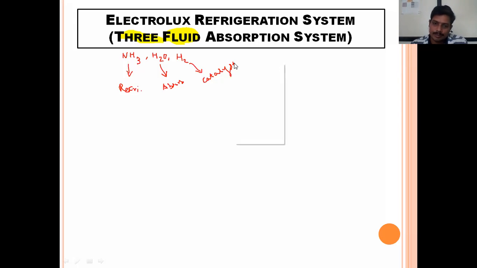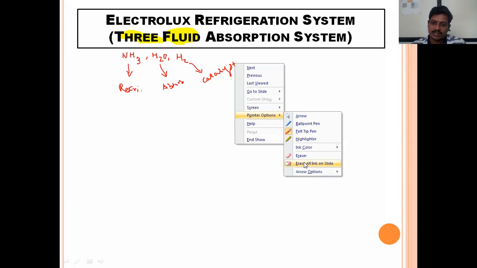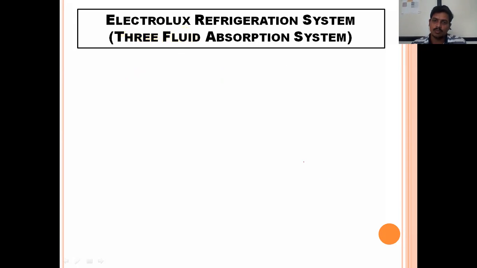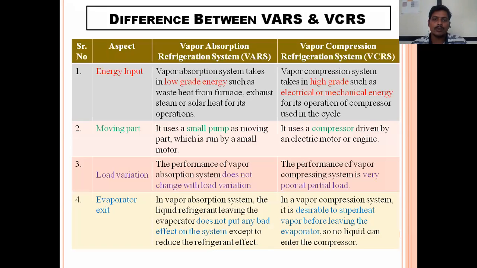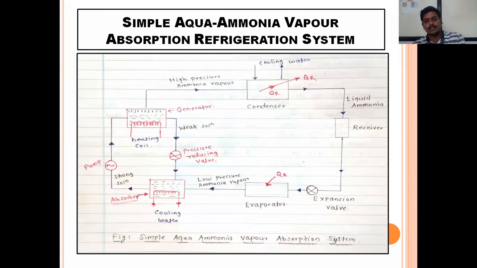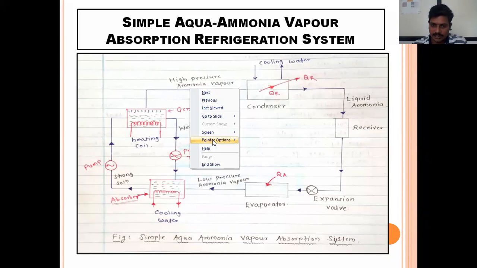Now, this Electrolux refrigeration system is a modification of the aqua ammonia vapor absorption system. We know the aqua ammonia vapor absorption system. This was the aqua ammonia vapor absorption system. The main purpose of using a vapor absorption refrigeration system is to eliminate the use of high grade electricity or high grade energy. This is the diagram of the simple aqua ammonia vapor absorption refrigeration system.